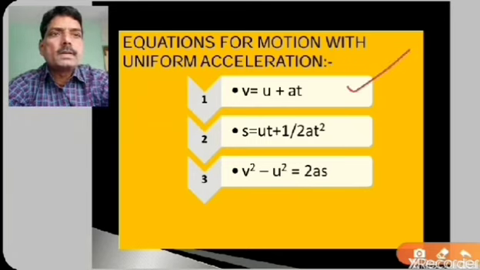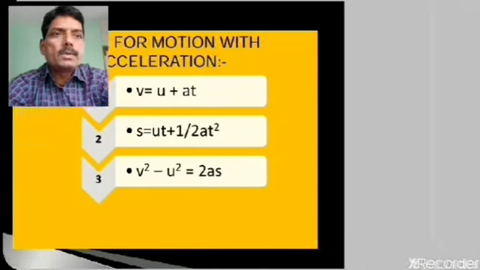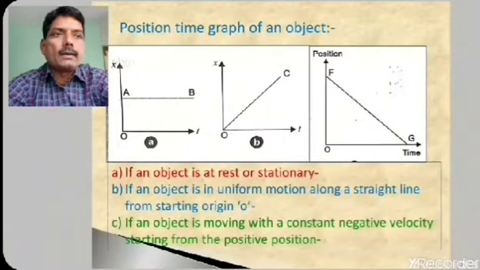The first equation is this one, the second equation is s is equal to ut plus 1/2 at square, and the third equation is v square minus u square is equal to 2as. So these three equations we have to derive. So dear students, first of all we will proceed with the different graphs.